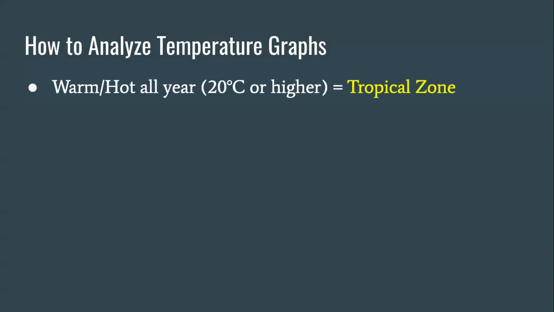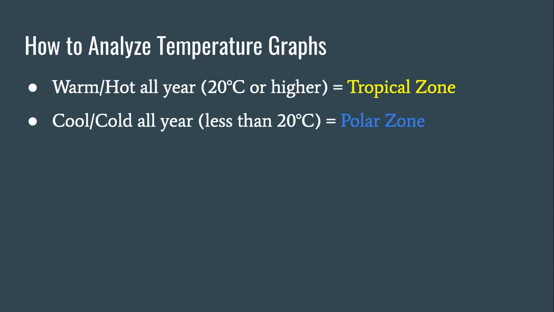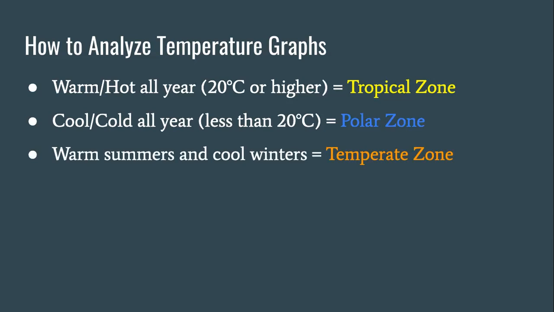If you're looking at a graph that is warm or hot all year, which means it has temperatures of 20 degrees Celsius or higher, you're looking at a graph of the tropical zone. The opposite would be a graph that shows cool or cold temperatures all year. And that sort of location would have temperatures less than 20 degrees Celsius, and that would be the polar zone. The final one would be the temperate zone, and that's characterized by having warm summers, so warm being 20 degrees Celsius, and cool winters, or less than 20 degrees Celsius.